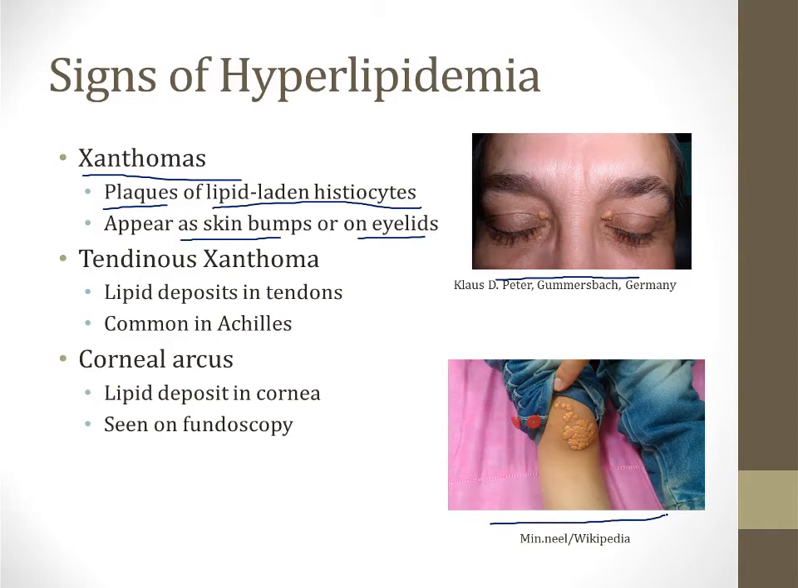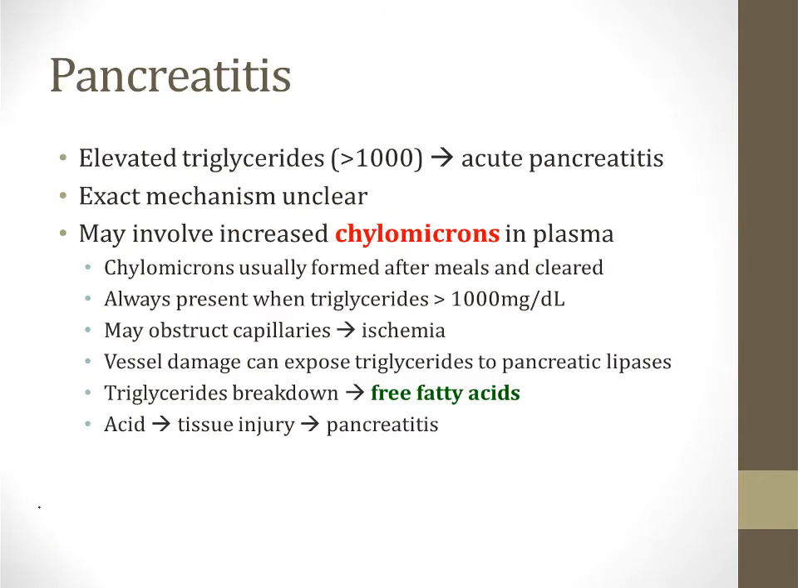Sometimes xanthomas occur over the Achilles tendon in the leg. These are called tendinous xanthomas, and that's another classic finding of hyperlipidemia. And then finally, on fundoscopic exam of the eye, you can sometimes see a finding called a corneal arcus. These are lipid deposits in the cornea. If you Google this, you can see lots of pictures of what a corneal arcus looks like on fundoscopy. Sometimes patients who have markedly elevated lipids develop pancreatitis. This occurs when the triglyceride level gets too high.